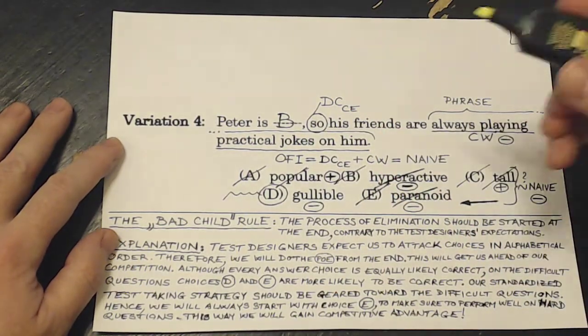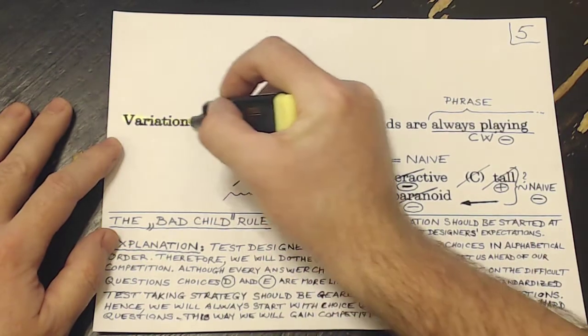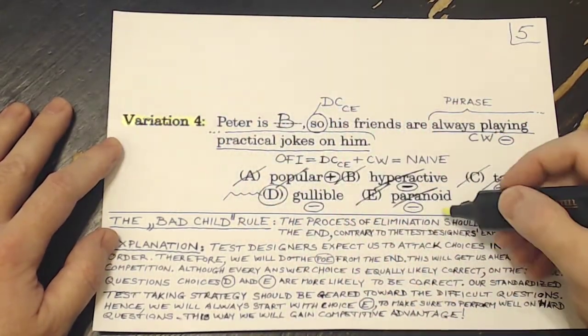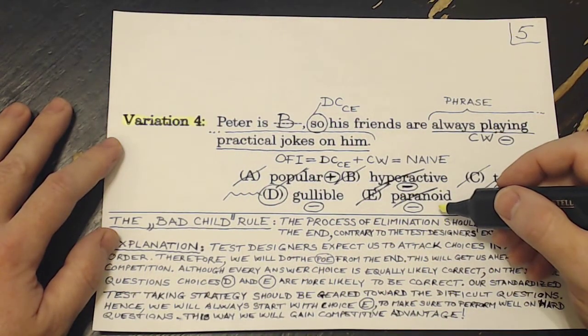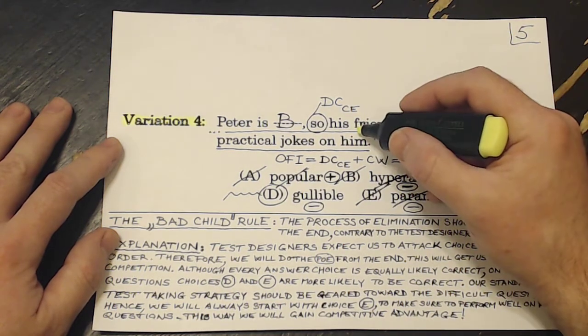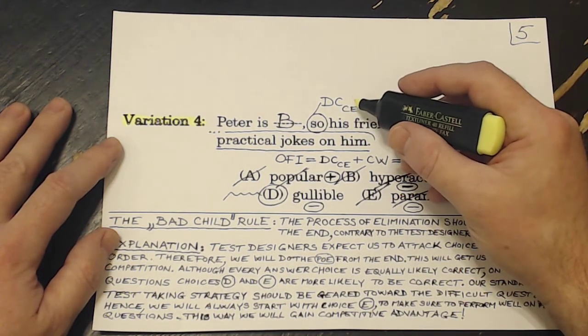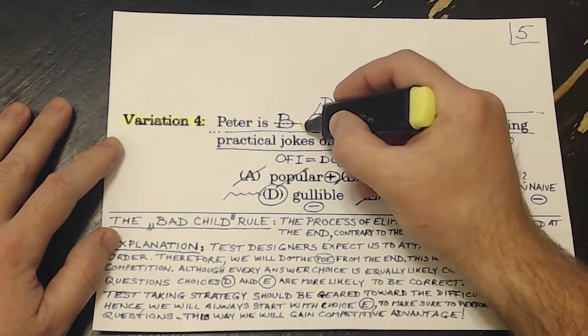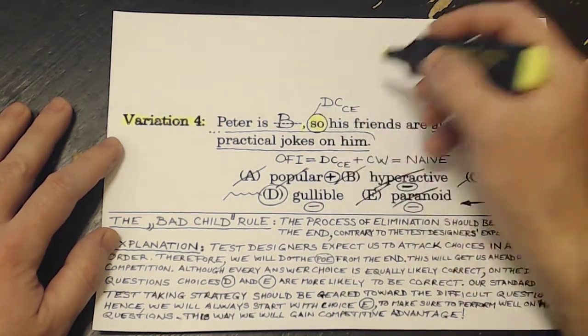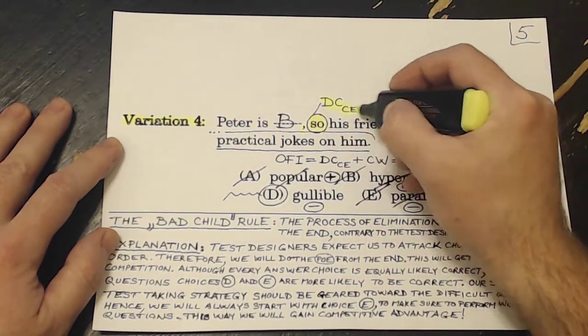Variation number 4. Again, I disregard the answer choices. I want to remain unbiased, and I don't want to read. I just want to scan for direction clues and clue words. And next to the comma, I have the cause and effect direction clue.